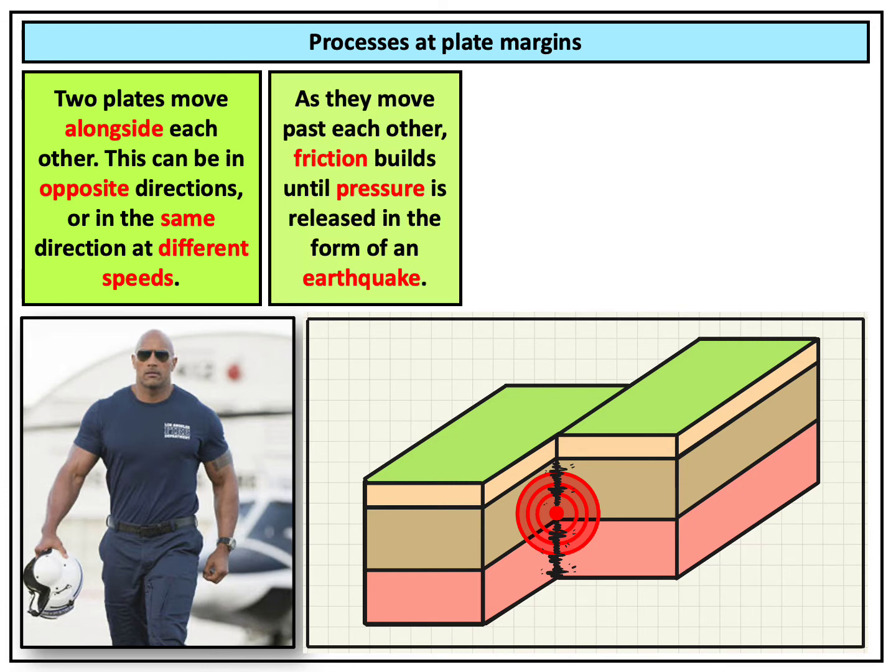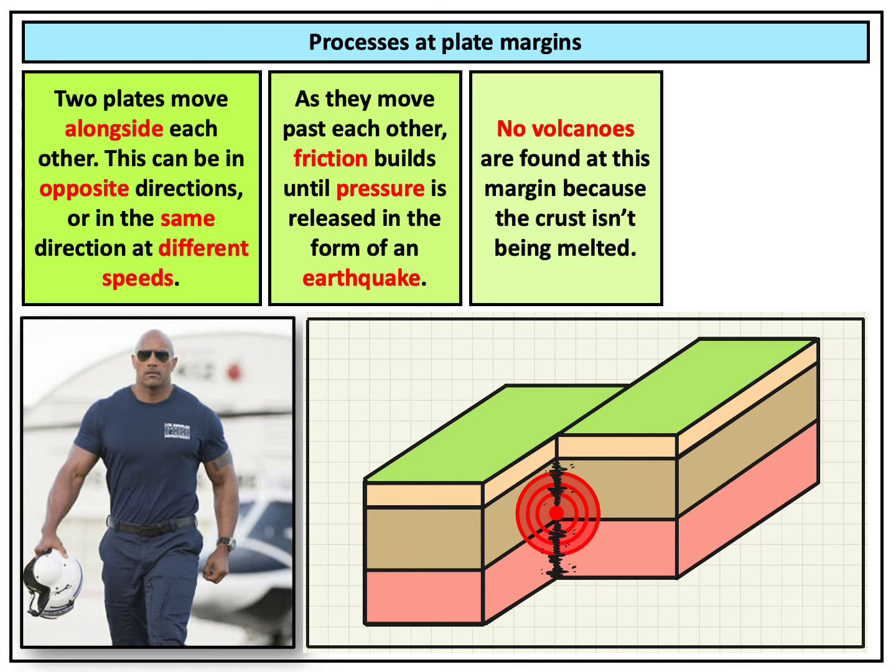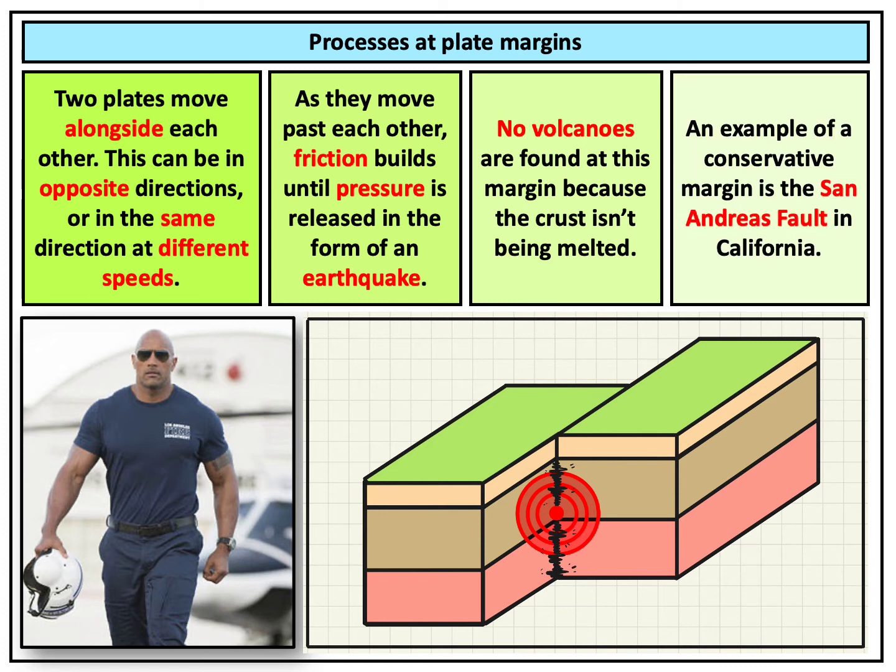So as they move past each other, shock horror, friction builds until pressure is released in the form of an earthquake. No volcanoes are found at this margin because all they are doing is rubbing alongside each other like sandpaper. No crust is being melted, so therefore there is no production of magma, no production of lava, so no eruptions, no volcanoes.